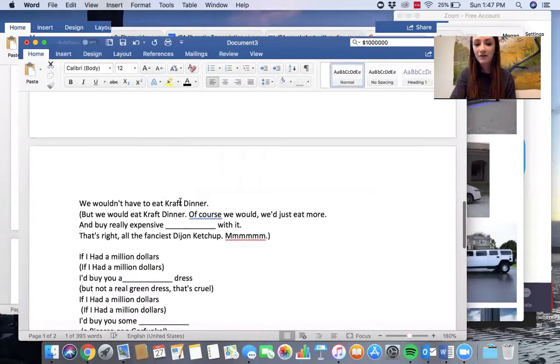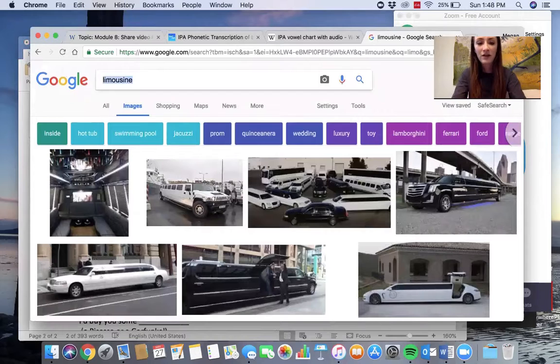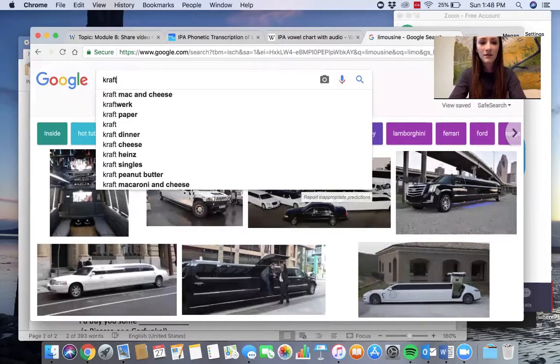Kraft dinner. This is very cultural to the United States. Do you know what Kraft dinner is? This is my favorite thing to eat as a kid. Kraft mac and cheese.